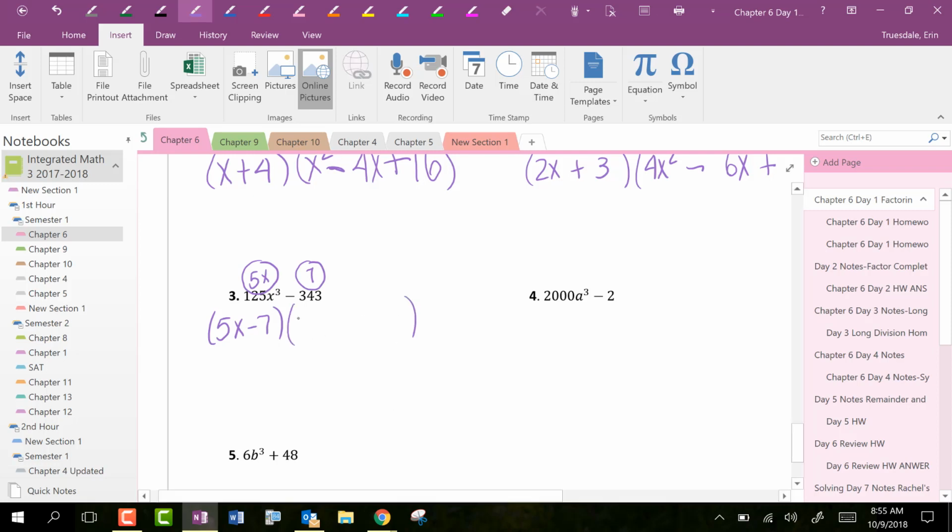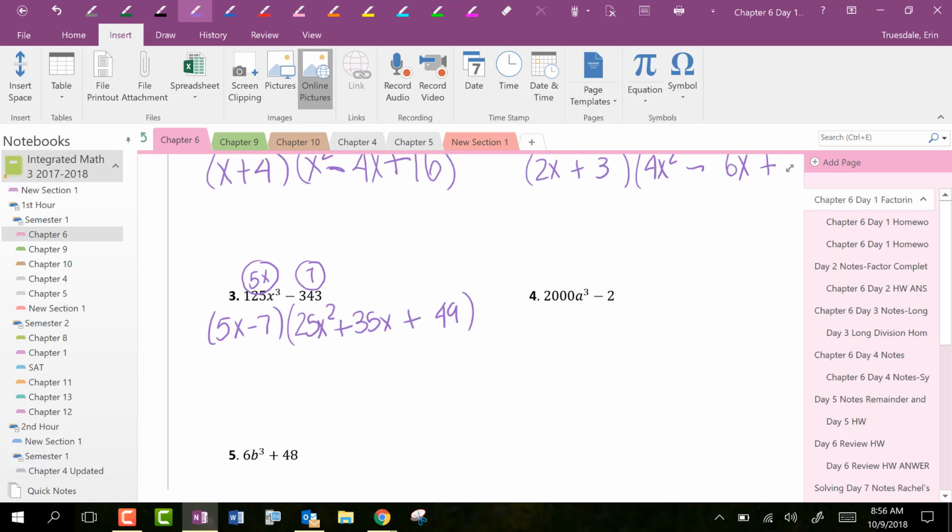Then I needed to square the 5x, 25x squared, square the 7, and then multiply them together in the middle. I didn't leave myself enough room there, sorry. Let me move it over. So we got 35x and 49. Sign-wise, same sign was the minus, opposite sign is plus, and then always positive. Questions?